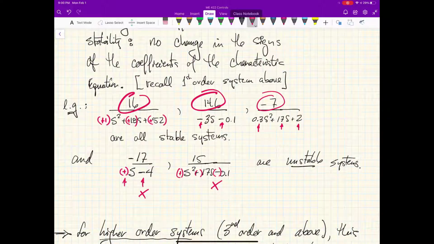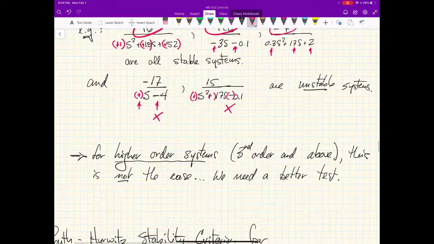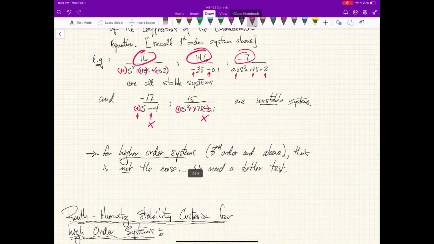Those are examples of unstable systems, etc. So for first and second order, the necessary and sufficient condition is that there are no sign changes in the coefficients of the characteristic equation. You can go to the bank with that. You don't even have to plot them on the S-plane. If you were to plot them on the S-plane, you'd find that you'd have at least one pole on the right-hand side. But you don't even have to do that. You simply have to look at the characteristic equation.